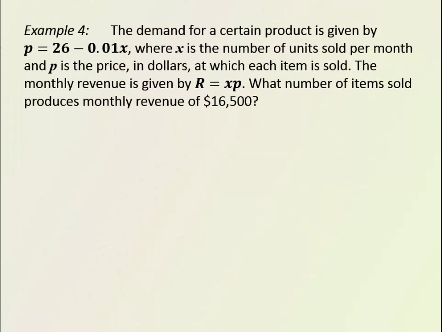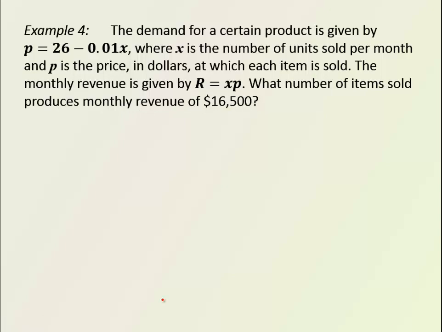Here we have a couple applications that will involve solving quadratic equations. The demand for a certain product is given by the formula P equals 26 minus 0.01x, where x is the number of units sold per month and P is the price in dollars at which each item is sold. The monthly revenue is given by R equals x times P. What number of items sold produces monthly revenue of 16,500?